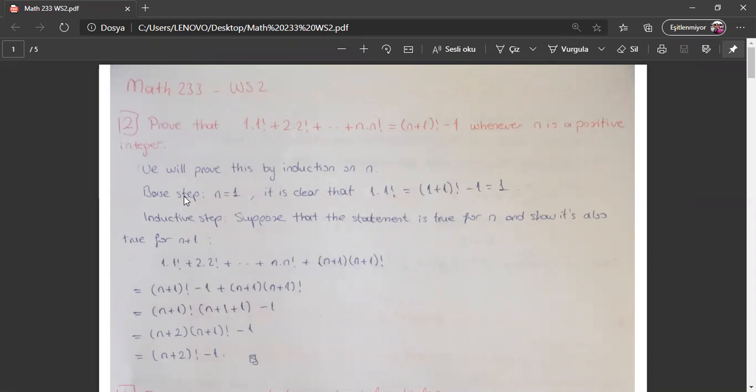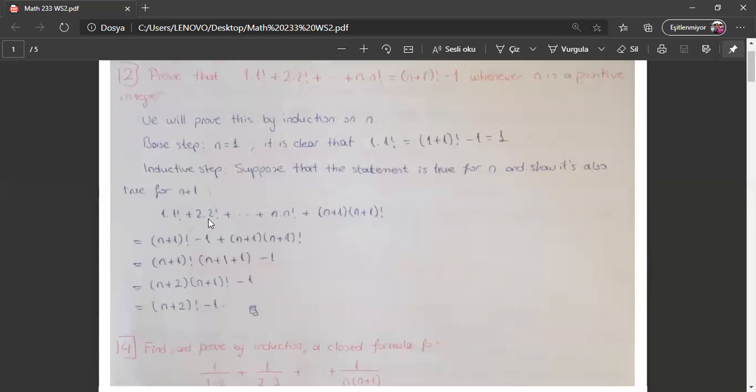So what's the base step? For positive integers, the first value that n can take is 1. That's why the base step is n equals 1. Okay. So when n equals 1, on the left we have 1 times 1 factorial, which is equal to, again here, (1 plus 1) factorial minus 1, right? They both equal 1. So we have the equality, right? When n equals 1, we have this equality. So this statement holds for the base step.